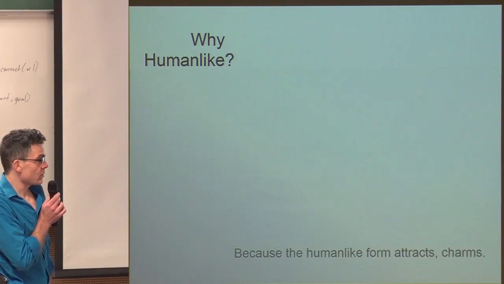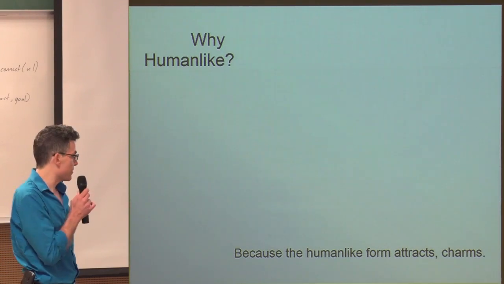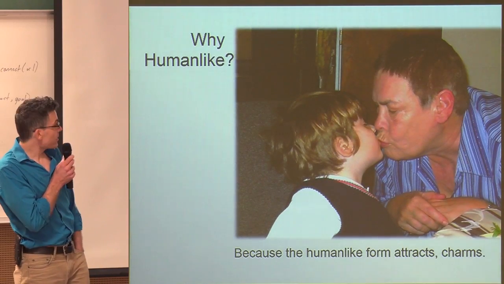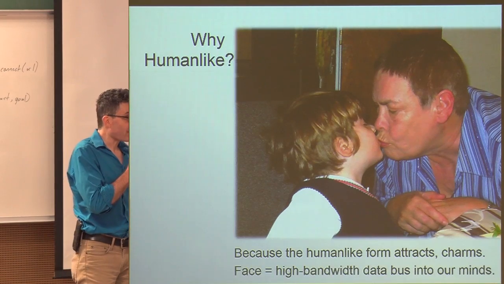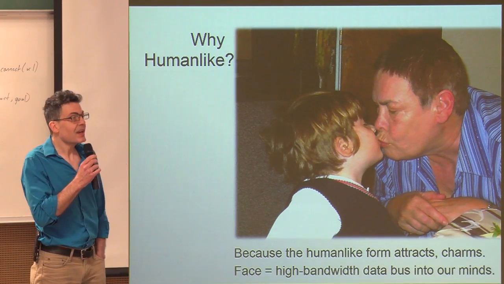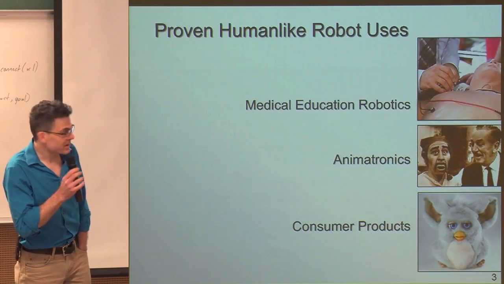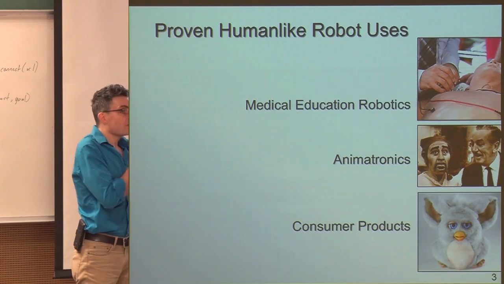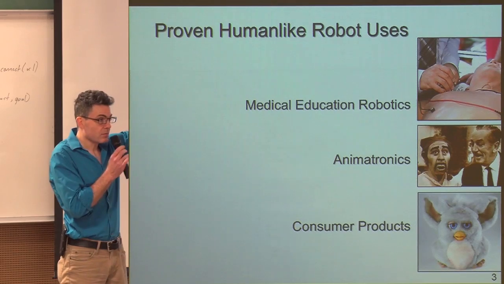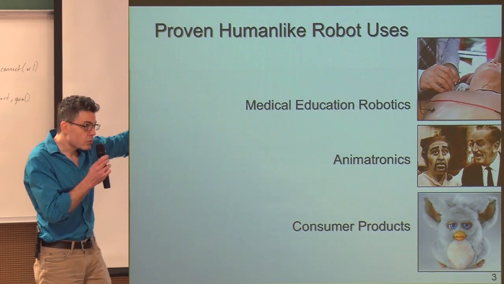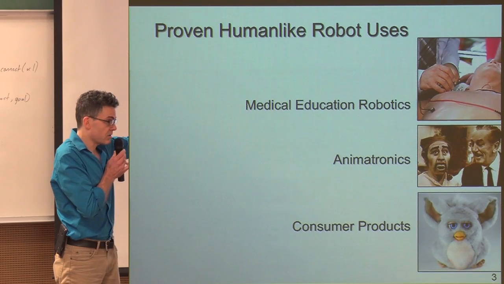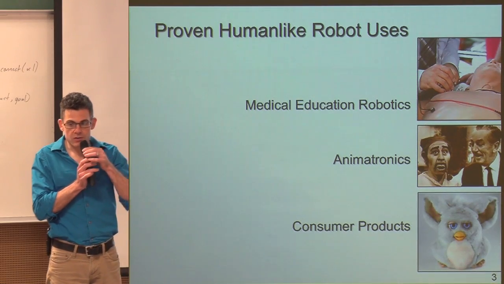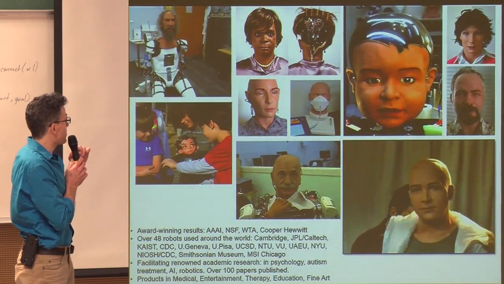So now there's this question, why human-like? I mean, there are lots of other kinds of robots in the world. Well, the main reason is that the human-like face is very attractive to people. That's why you see human-like faces in movies and cartoons and so forth. You see them used in theme parks, medical education, and medical simulation robots. They're useful for these kinds of simulation and education applications. And of course, consumer products are a well-known application for this stuff.